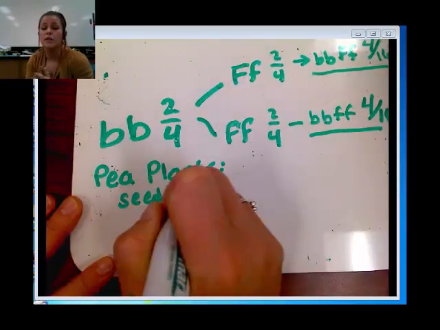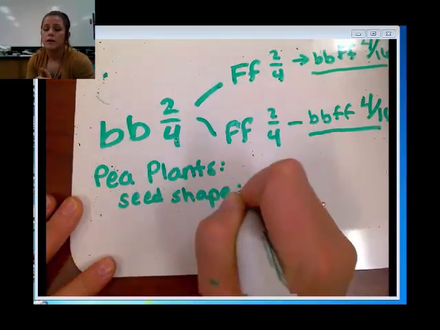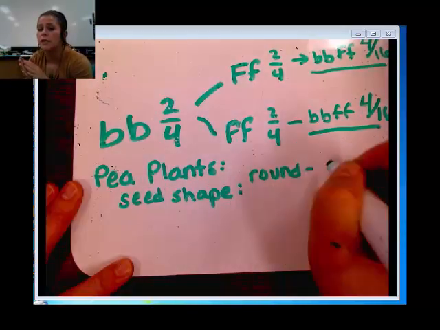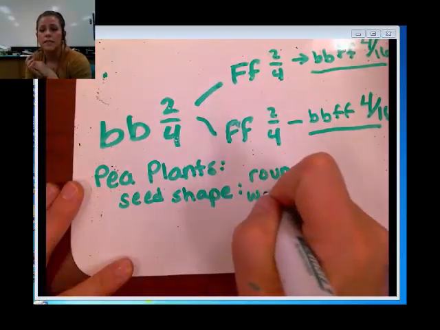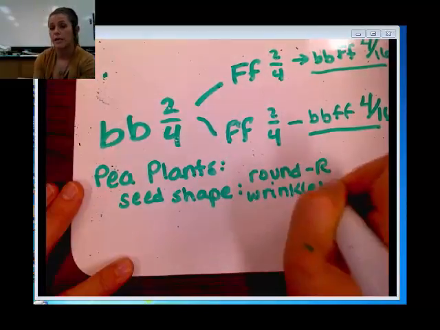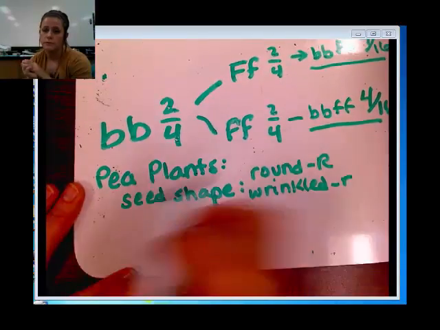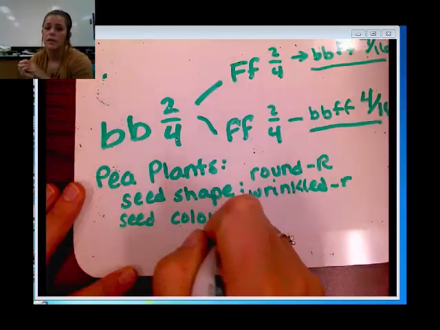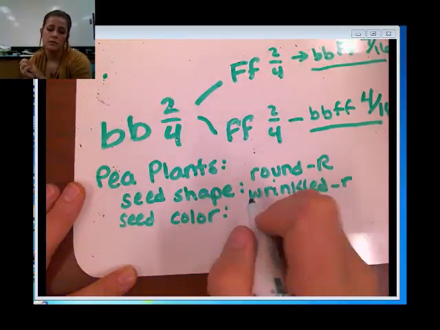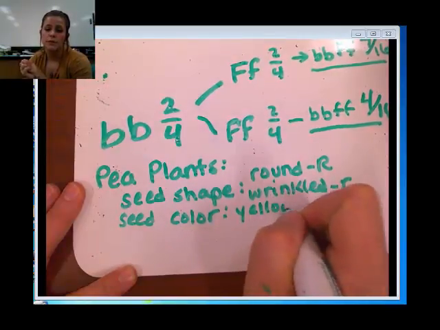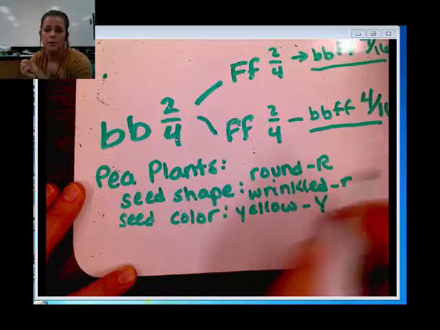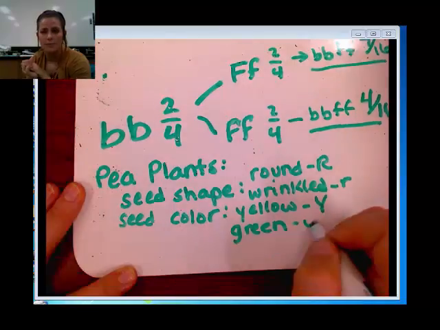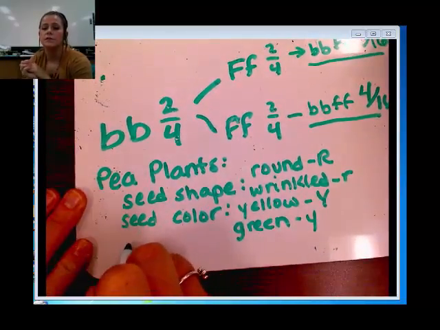we can have either round seeds or wrinkled seeds. So our round seeds, those are going to be dominant, and we're going to use a dominant R for them. Wrinkled seeds are going to be recessive, so we'll use the lowercase r. Okay, and then we have seed color. So we're going to have yellow seeds. Those are going to be dominant, and we're going to use a capital Y. And then white seeds, or sorry, green seeds, my bad, are going to be recessive, so lowercase y.